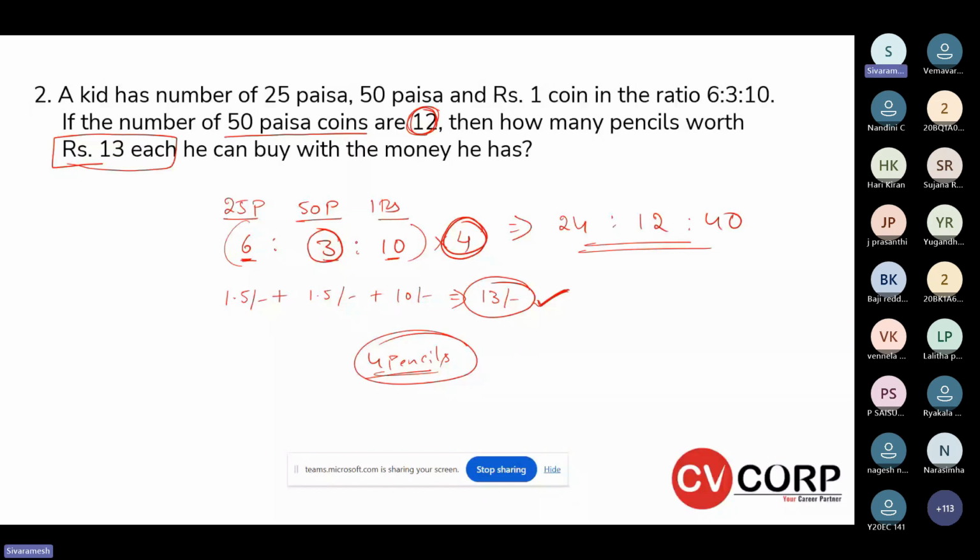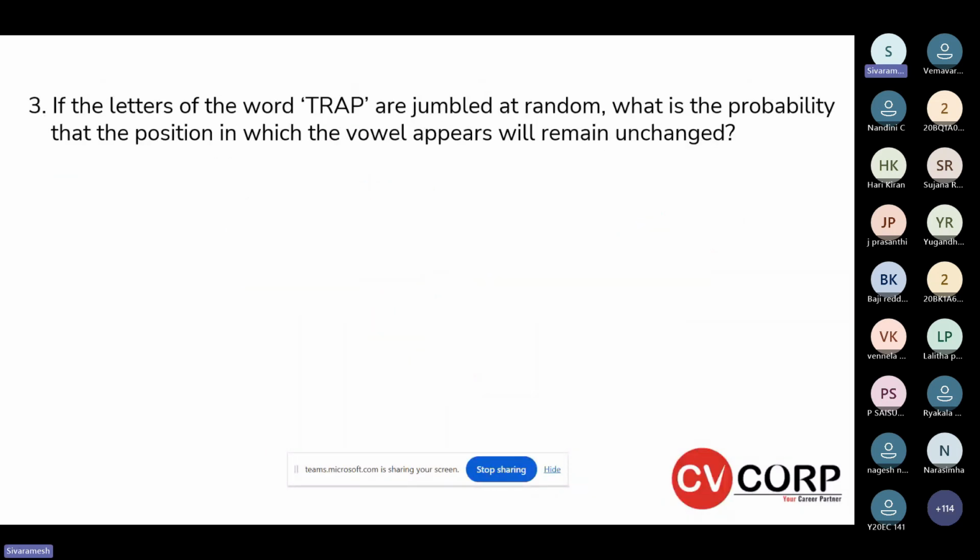Okay, so we'll move on to the next one. The next question is: if the letters of the word TRAP are jumbled at random, what is the probability that the position in which the vowel appears remains unchanged? If you observe, this question belongs to the probability concept. Here it was clearly mentioned: probability.